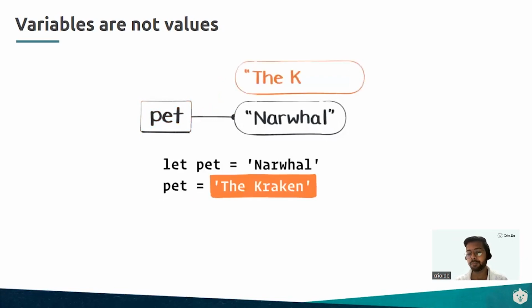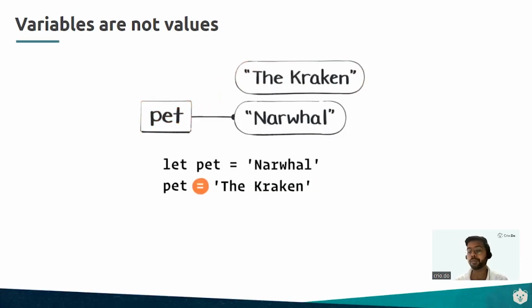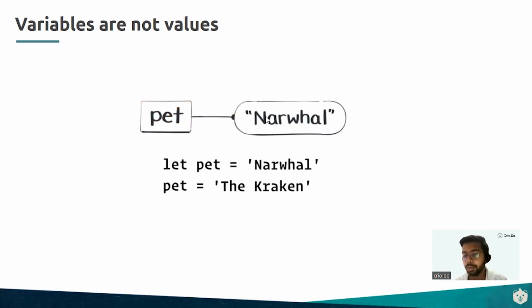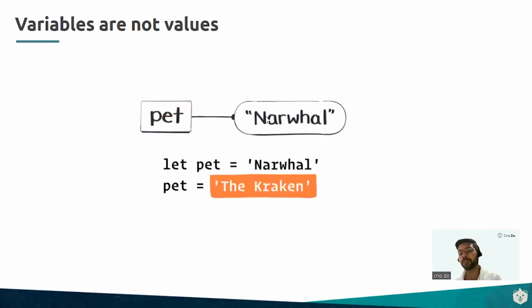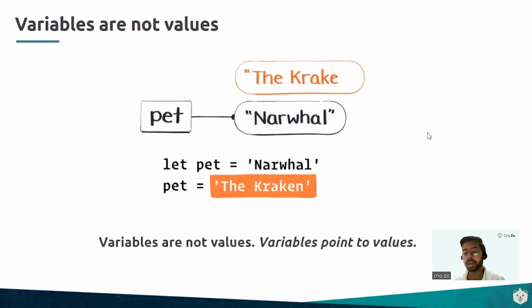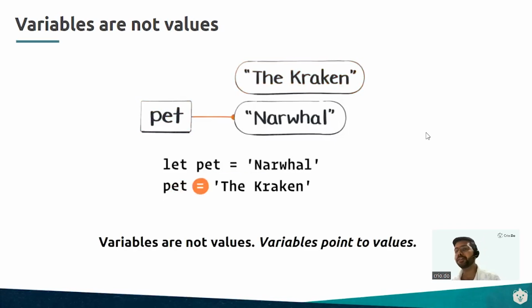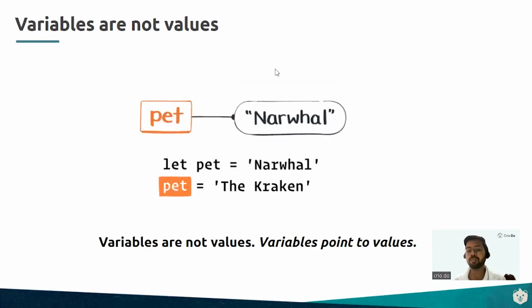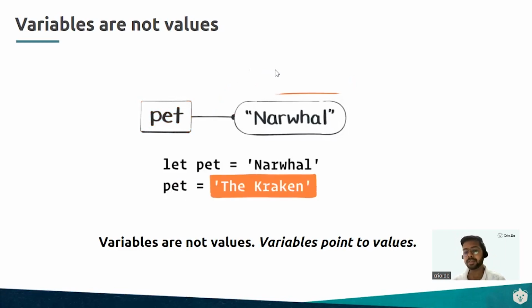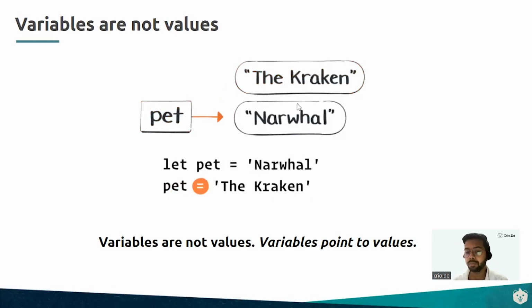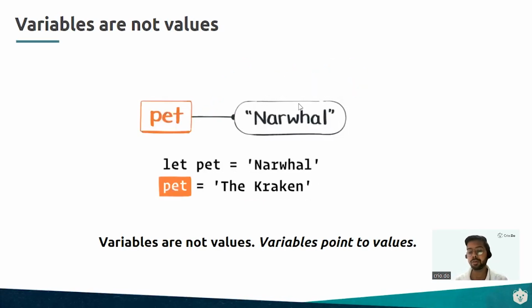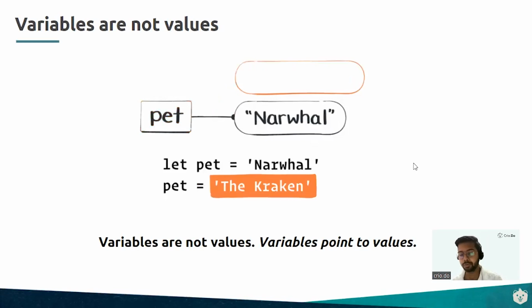Pet in the initial time was referring to narwhal. After some time, when the reassignment is done, it starts referring to the value the kraken. And what happens to the value narwhal? This is simply going to be removed from the memory. So variables are not the actual values. Variables are simply pointing to the values. At whatever memory address this value must be stored, the variable is simply going to point to that. So that is the reason once it has been reassigned to the kraken, narwhal, wherever it is stored in the memory, is simply going to be removed from the memory. So that is the reason we say variables are not values. Variables simply point to the values.